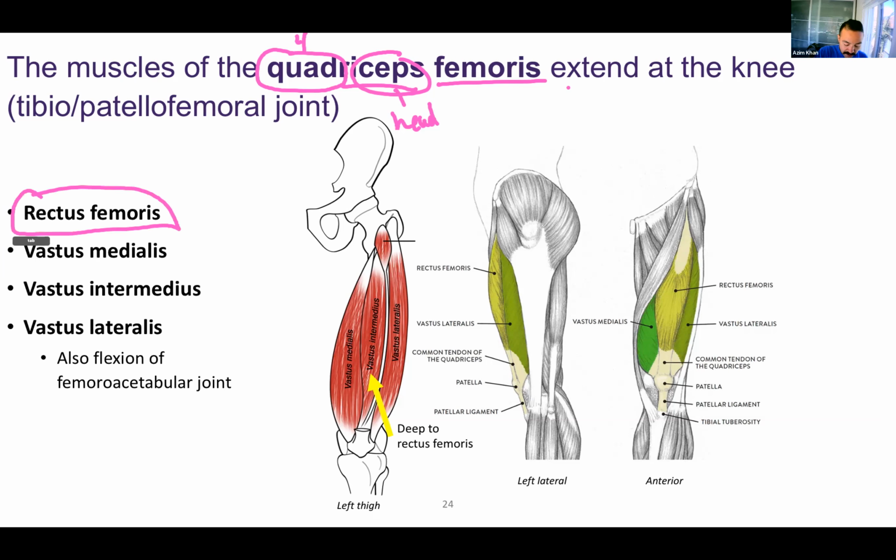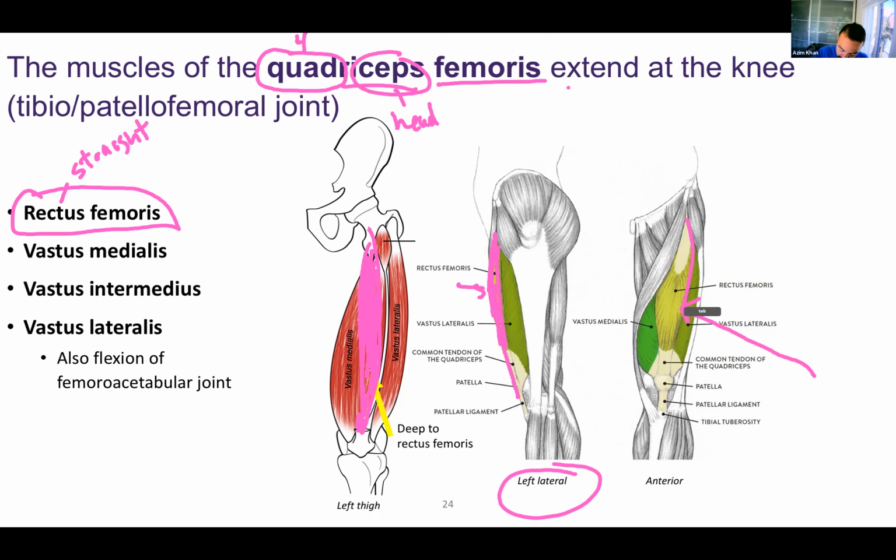The rectus femoris, rectus means straight. We've seen this before with rectus abdominis. If we're looking at this picture, it's actually not shown, but it would be sitting right here. In this left lateral view, it's right here. In this anterior view, you can see it. It directly connects down to the patella. Its tendon goes down to the patella, that quadriceps tendon.